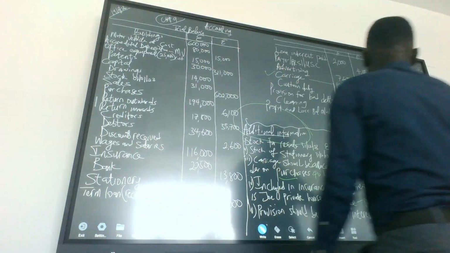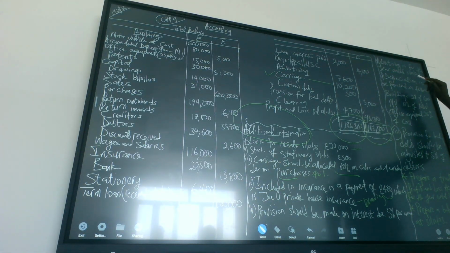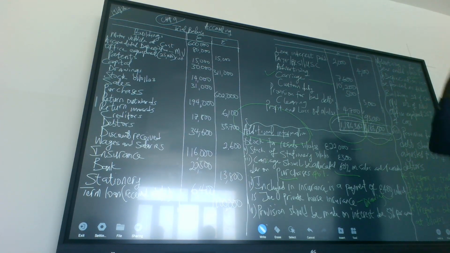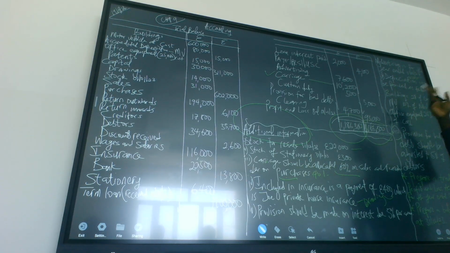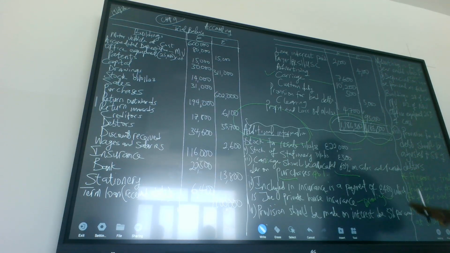Before that, they said advertisement for the year ended is 31/3/2024. So that means 3 months out of 12 months. Yes or no? So advertisement starts from 3, that is 3 out of 12 months. Do you understand that? Then there's depreciation: building on cost, 10% on motor vehicle on NBV, which is cost minus accumulated depreciation, then office equipment at 25% on cost. All these things have to be adjusted.